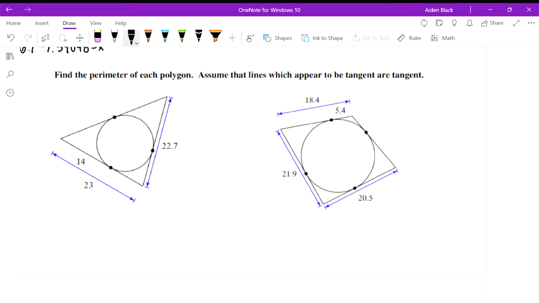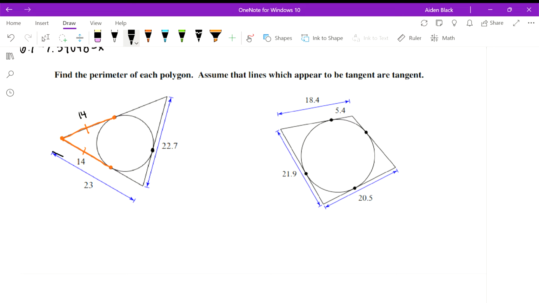Find the perimeter of each polygon. Assume that lines which appear to be tangent are tangent. So, for example, this line segment here is tangent to the circle, and this line segment here is tangent to the circle. We know by the two tangent segment theorem that since those two tangent segments intersect, they create congruent segments. So this should also be 14.